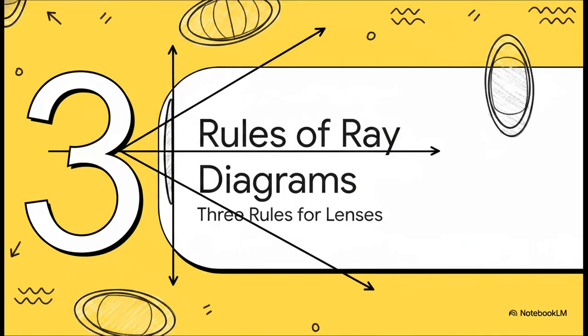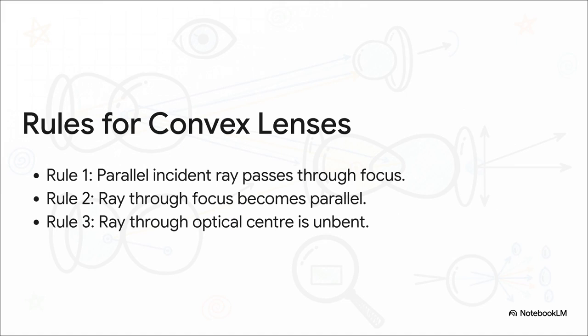Section 3. Rules of ray diagrams. We have 3 main rules to remember. These established rules dictate exactly how light refracts through a convex lens. There are 3 fundamental rules we use to draw our ray diagrams, so let us go through them slowly. Rule 1. When the incident ray is parallel to the principal axis, the refracted ray will always pass through the principal focus. Rule 2. When the incident ray passes through the principal focus, the refracted ray emerges parallel to the principal axis. Basically the reverse, right?